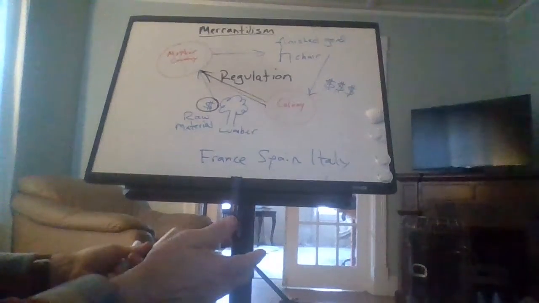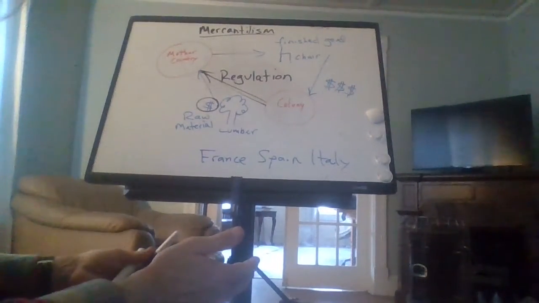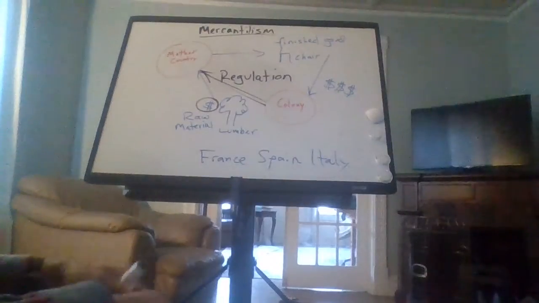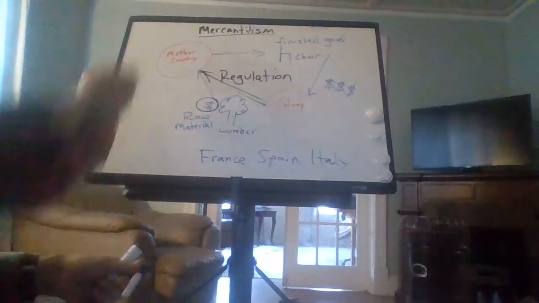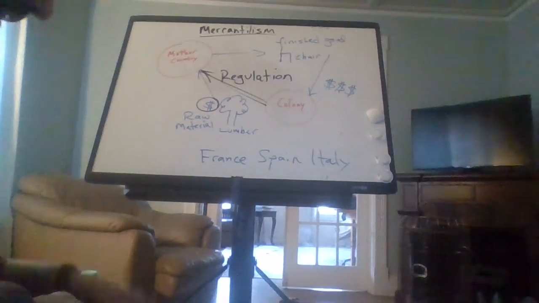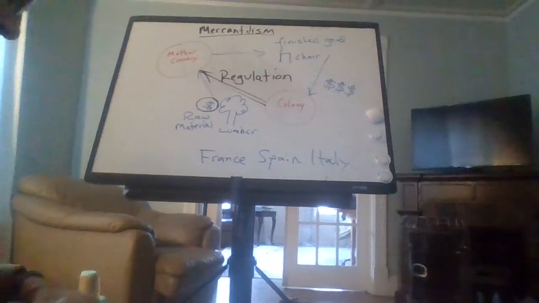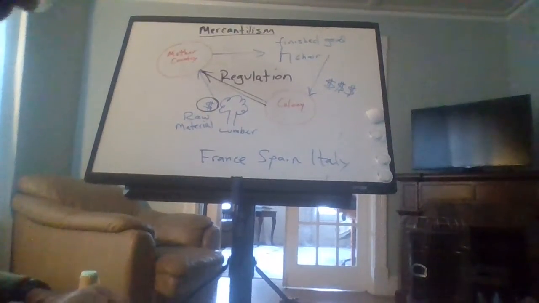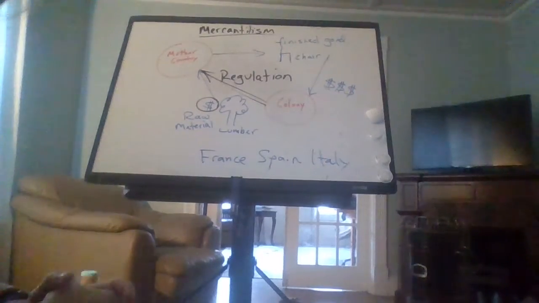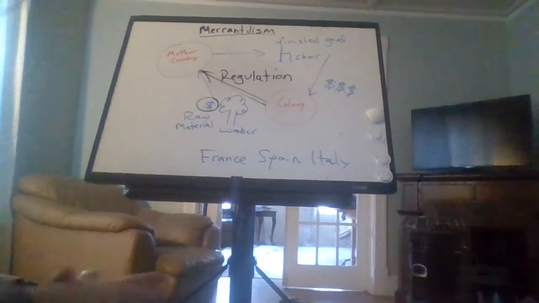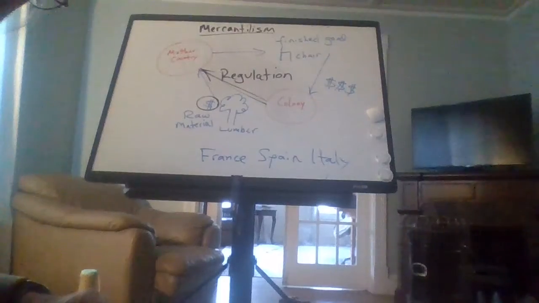Now, you can imagine if you're the colony, how you would feel about this. You have the opportunity to sell your product for $2, but you're told you can only accept $1 and you have to take it from the mother country. So that's the system of mercantilism in a nutshell. And there's a number of other rules that would restrict the colonies from being able to do business with people other than the mother country.